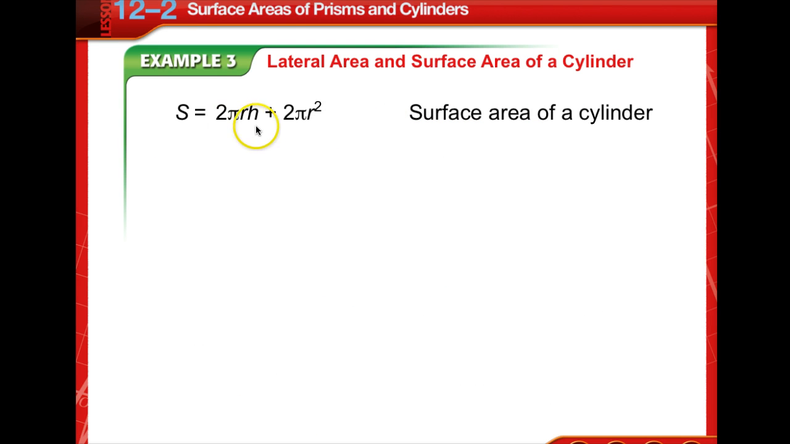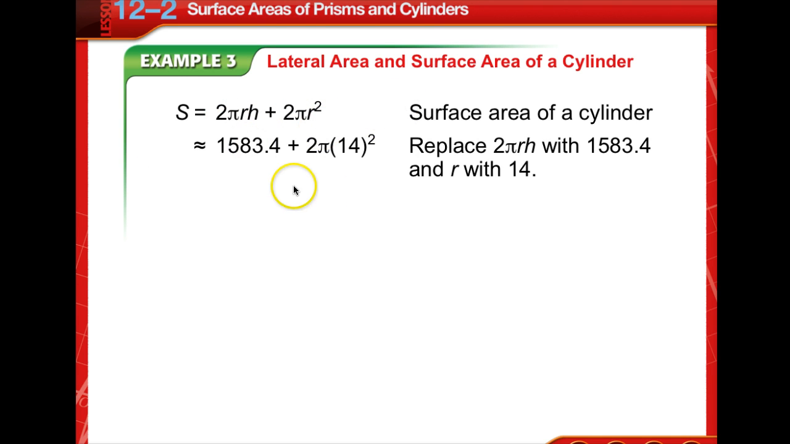To find the surface area, we simply substitute into our equation. We've already found 2 pi r h, the lateral area, so we substitute it in, and our radius is 14. Using a calculator, it's approximately equal to 2,814.9.